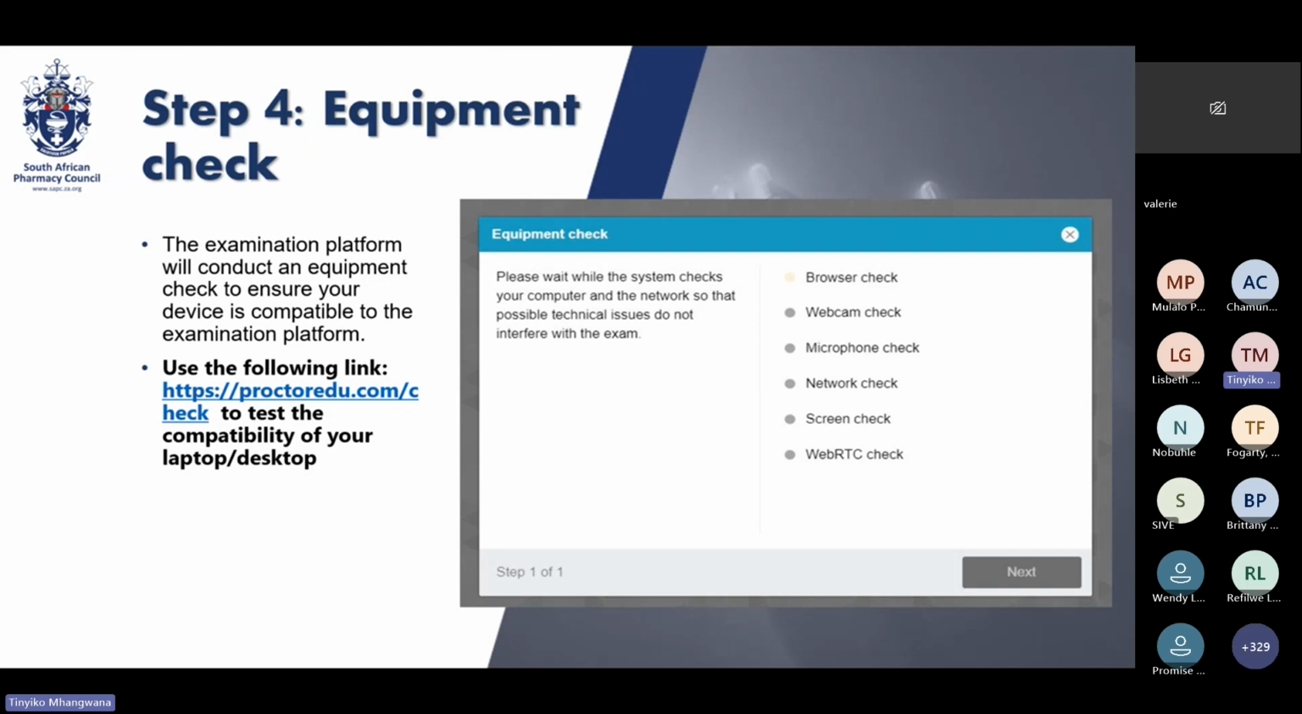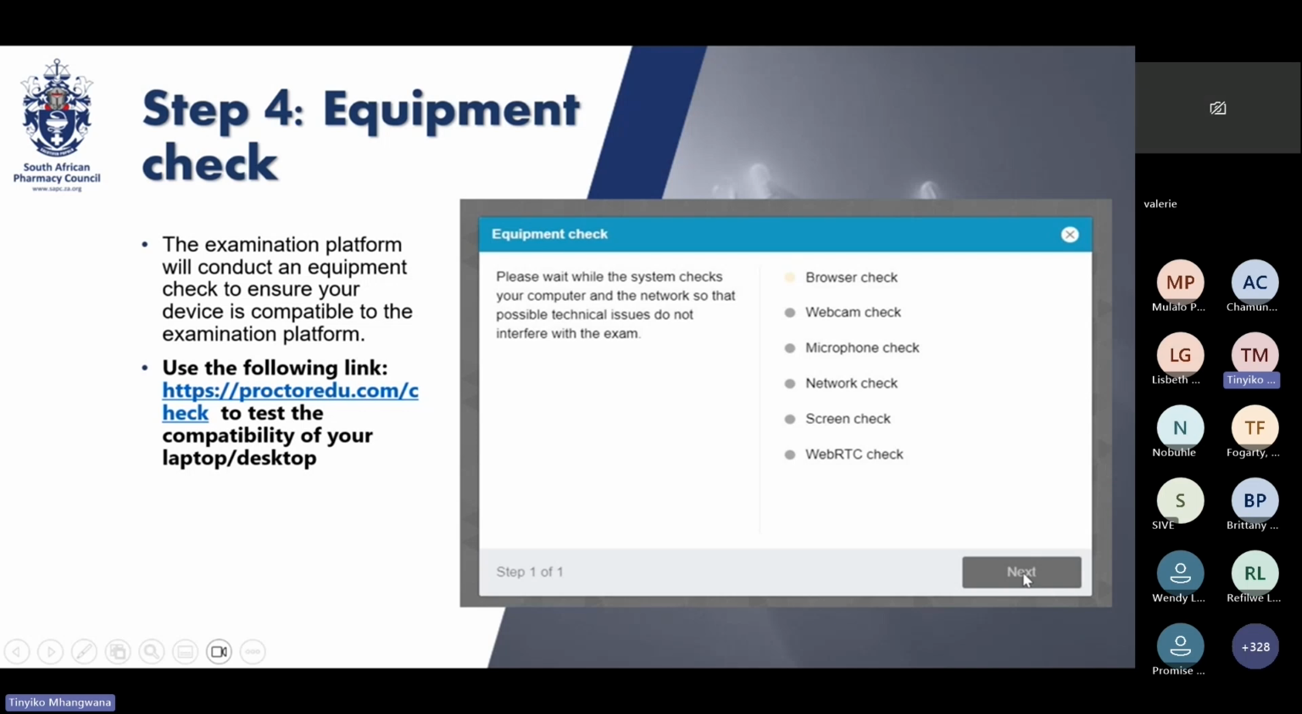If there's anything that is not there on your laptop, you will not be able to move to the next step. Then you can see on the side, there's a link which you can use to test your device if it is compatible for this exam writing. So please try to go and practice with this link that is highlighted. Use the link to see your compatibility. Then it will all turn green when it has checked. Then you press the next button.